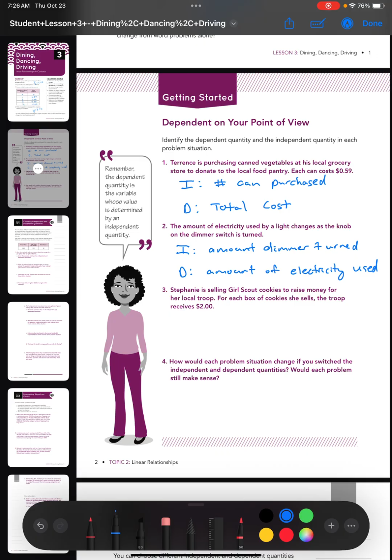Okay, third one, Stephanie is selling Girl Scout cookies to raise money for her local troop. For each box of cookies she sells, the troop receives $2. So our independent variable is going to be the number of boxes of cookies she's selling. Again, she has control over that. That's our input value. So the number of boxes sold, I'll put. And then our dependent variable, a lot like I mentioned earlier, we're selling something now, so it's going to be that total amount of money earned.